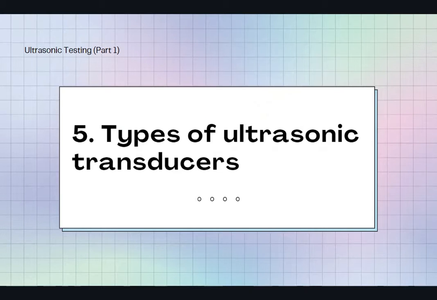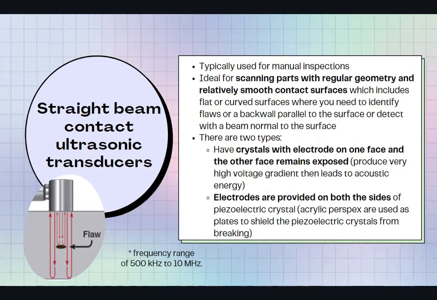The last section I'll be talking about is what types of ultrasonic transducers are mainly used. The first one is the straight beam contact, which is typically used for scanning parts with regular geometry and a relatively smooth contact surface. There are two types. In the first, one electrode has crystals and the other is exposed. In the next type, electrodes are provided on both sides and it is protected by acrylic perspex to shield the piezoelectric crystals from breaking.